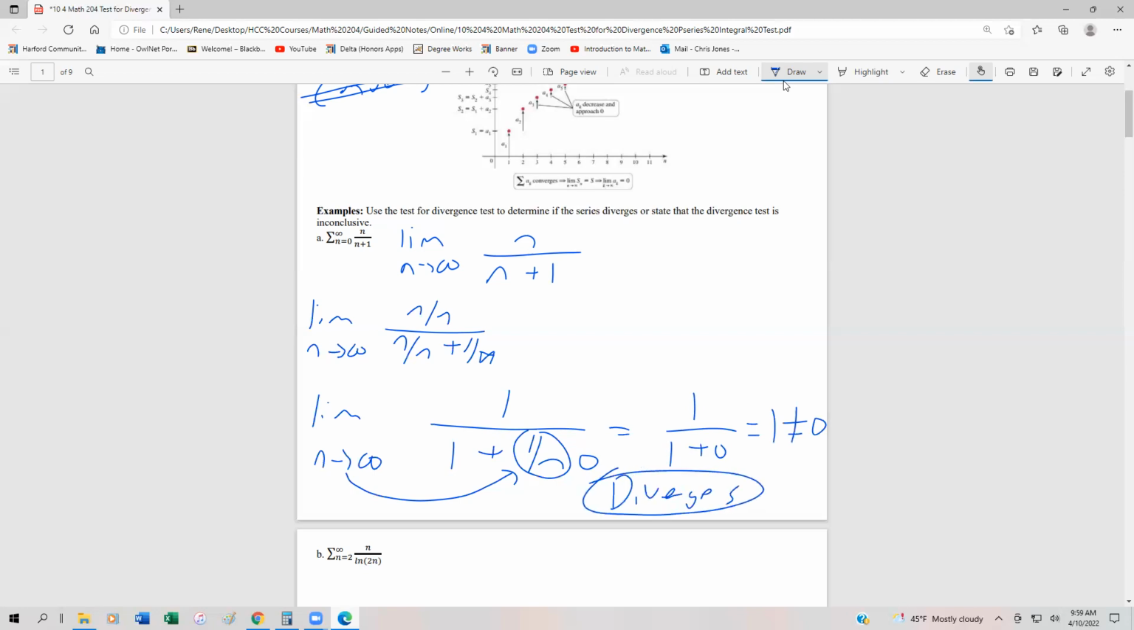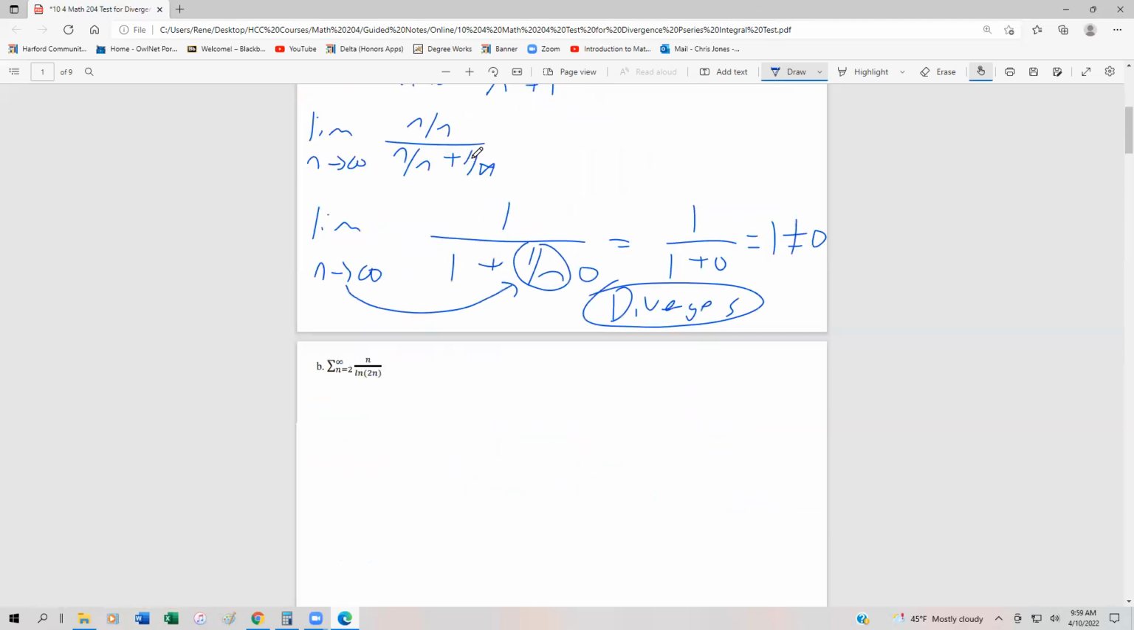In fact, this might be the very first test to try if you're faced with a series that you're not quite sure of the behavior, and you can't necessarily tell a test immediately. You should probably start with the test for divergence, just because it's one of the easier tests, and also it's usually pretty applicable for series that diverge.